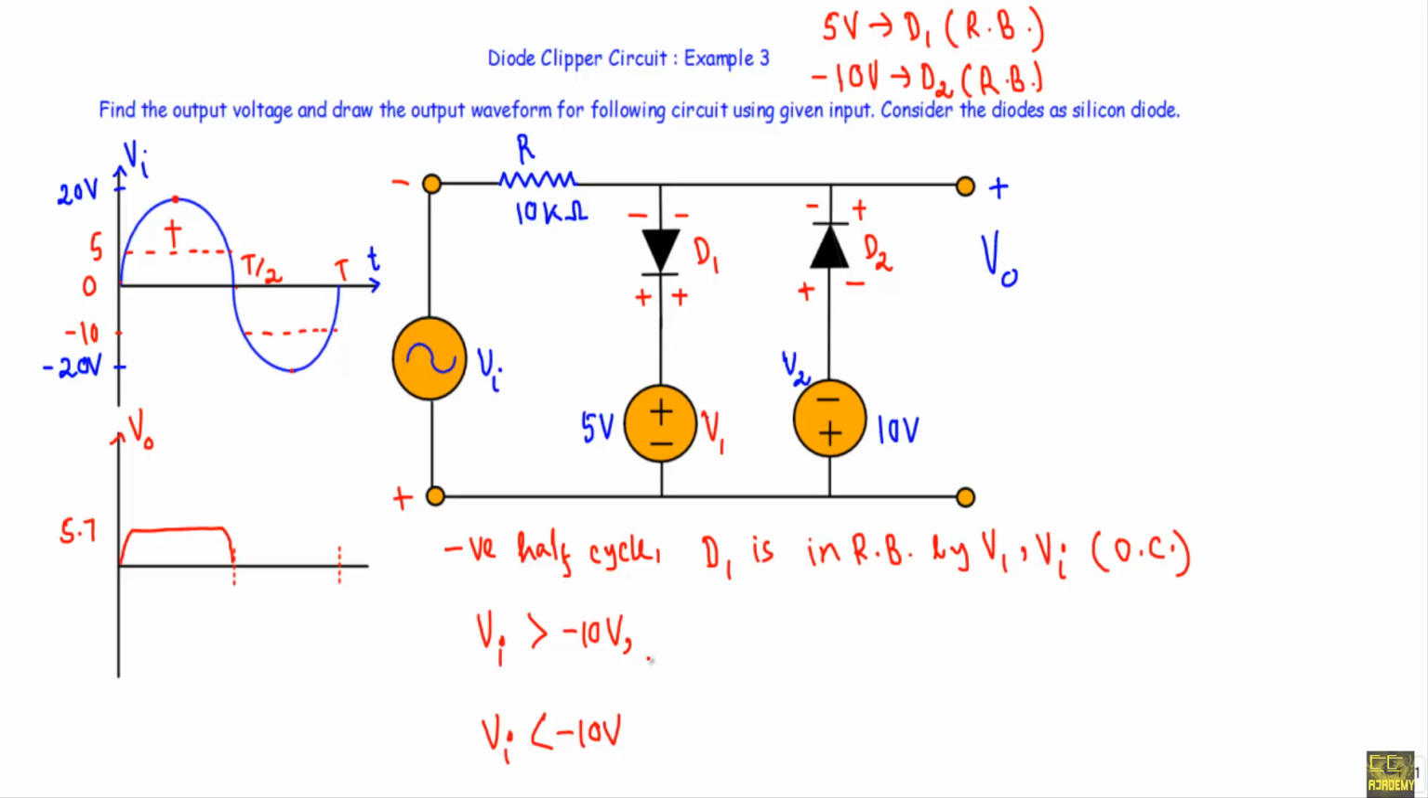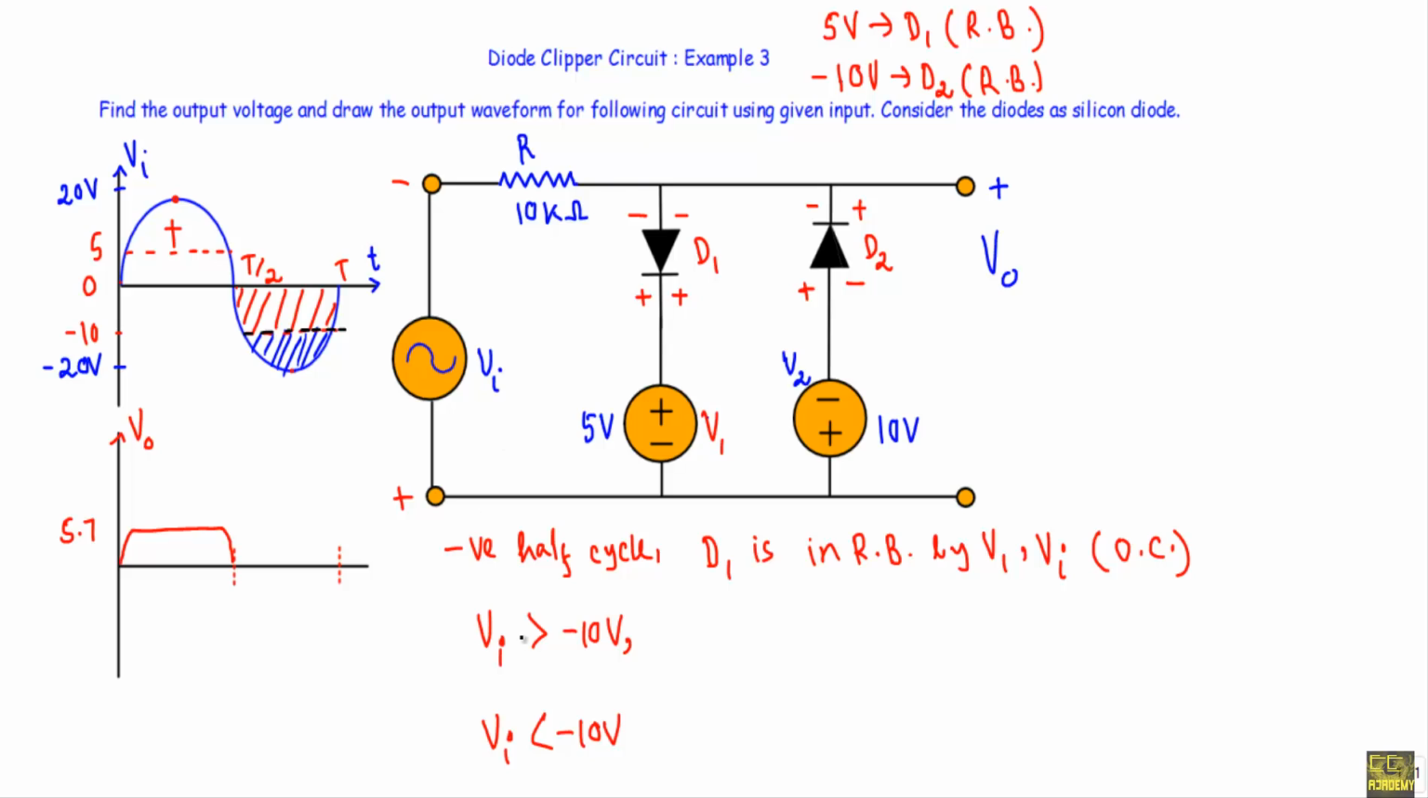Vi is greater than minus 10. That means I am talking about this region. Vi is less than minus 10. That means I am talking about this region. Okay. And this is our separation point of minus 10.